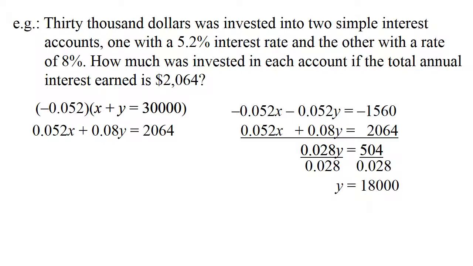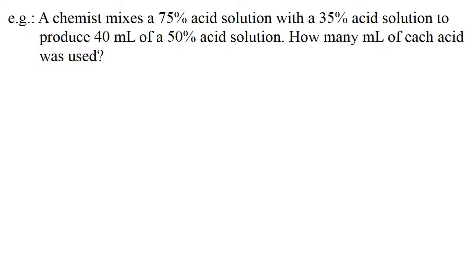And since I invested a total of $30,000, since I already have $18,000 in one account, that must mean I have $12,000 in the other account. So I have $18,000 in the 8%, that must mean I have $12,000 in the 5.2%. So make sure you don't just say $18,000 and $12,000. You have to also clarify which account those monies are in. Because if you put $12,000 in the 8% account, that would not give you the correct amount for the whole year.